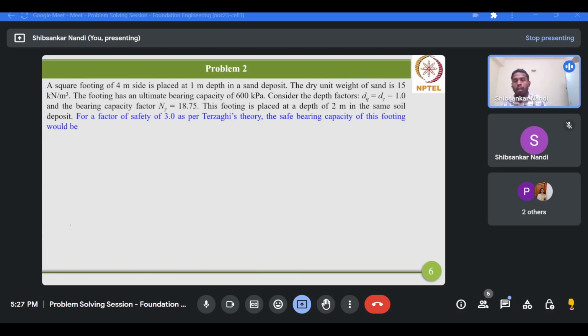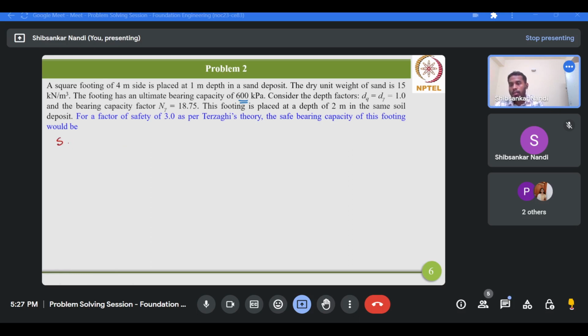Okay, so now coming to our second problem: a square footing of 4 meter side is placed at 1 meter depth in a sand deposit. The dry unit weight of sand is 15 kilonewton per meter cube. The footing has an ultimate bearing capacity of 600 kPa. Consider the depth factors dq, d gamma as 1 and the bearing capacity factor N gamma equals 18.75. This footing is placed at a depth of 2 meter in the same soil deposit. Now for a factor of safety of 3, as per Terzaghi's theory, the safe bearing capacity of this footing would be. Now, as we can understand from this problem statement, two scenarios are talked about.